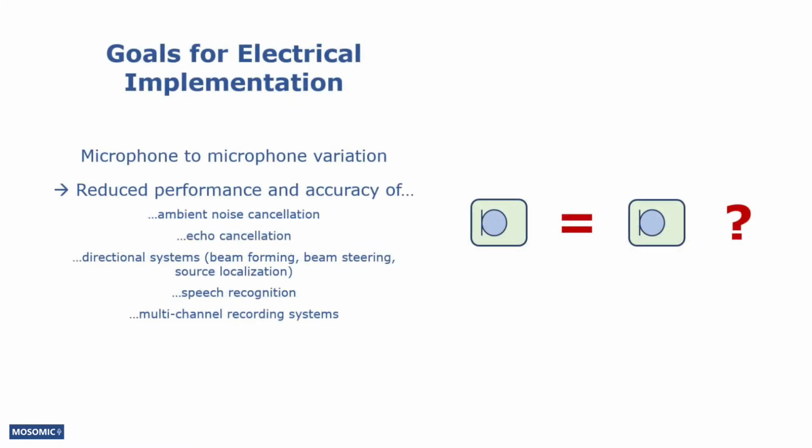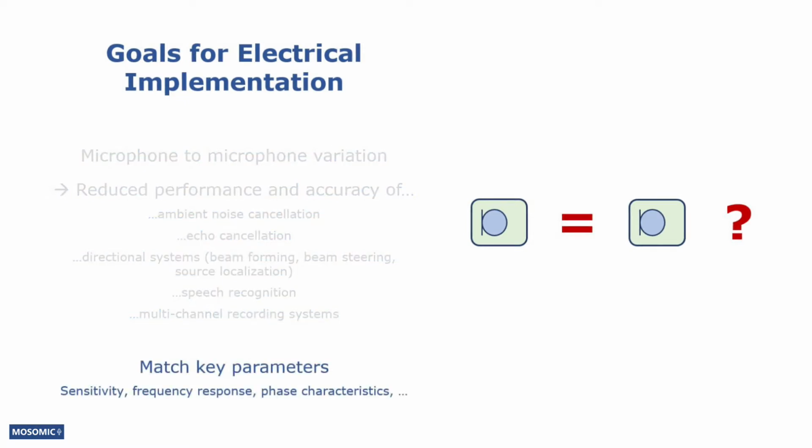Changes in the characteristics of microphones in relation to each other may reduce the performances and accuracies of functions such as ambient noise cancellation, echo cancellation, directional microphone systems like beamforming, beam steering, and source localization, and speech recognition and multi-channel recording systems. Key parameters to be matched in a multi-microphone system are, for example, sensitivity, frequency response, and phase characteristics.